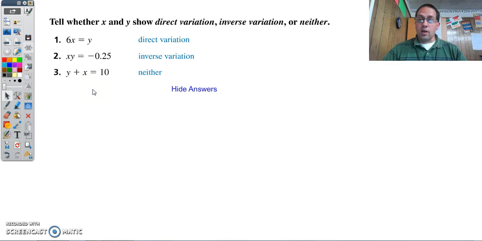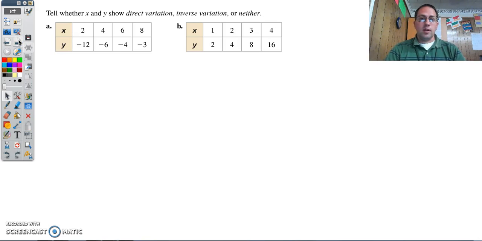And again, you got to get y by itself. So number 1, y is already by itself. So it's a times x, so that's direct variation. For number 2, to get y by itself, you would divide by x. So we have a divided by x. So that's inverse variation. Number 3, to get y by itself, you've got to subtract x from both sides. And so that gives you negative x plus 10, which is not a times x, that's not a divided by x, so this is neither one. All right? Okay, so let's see what we got next.